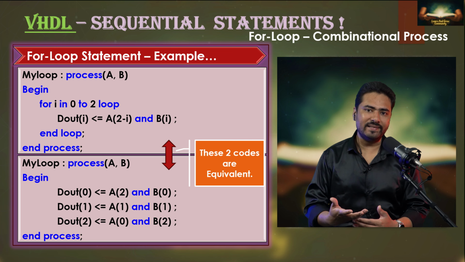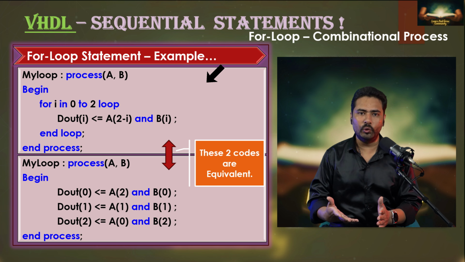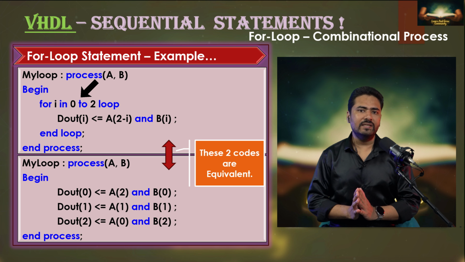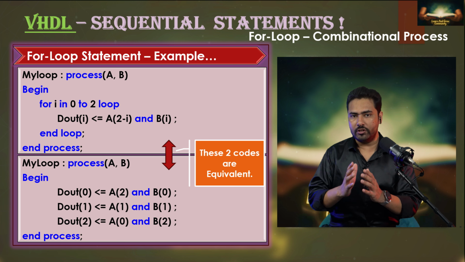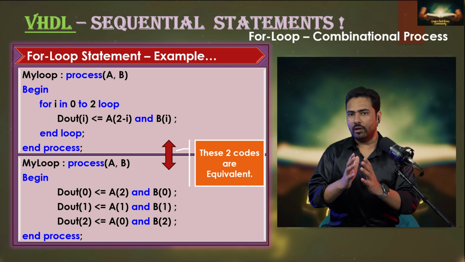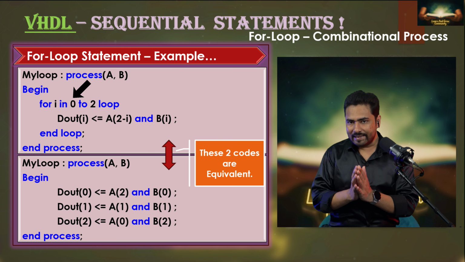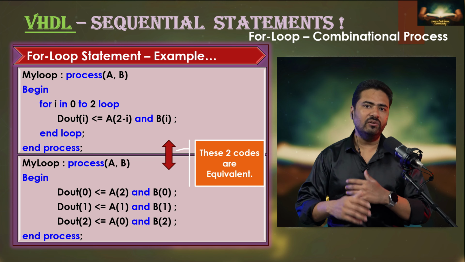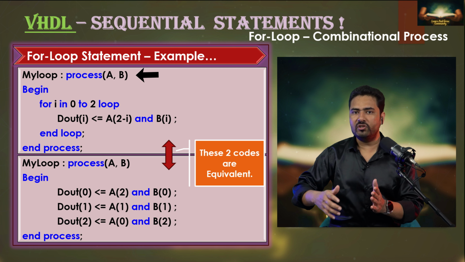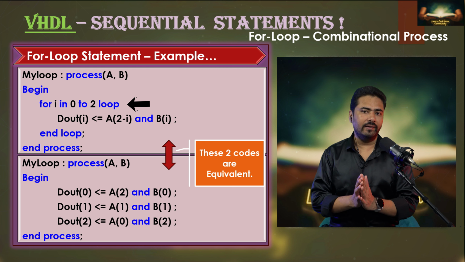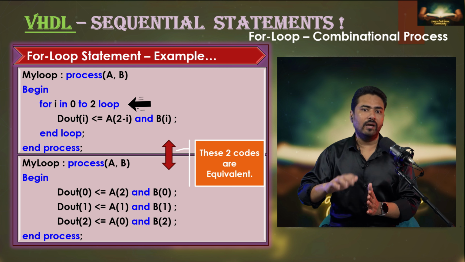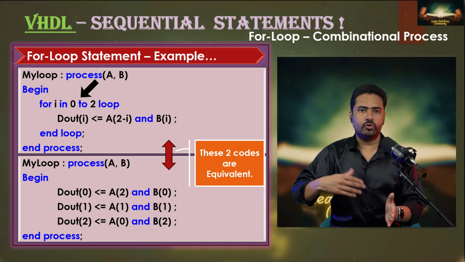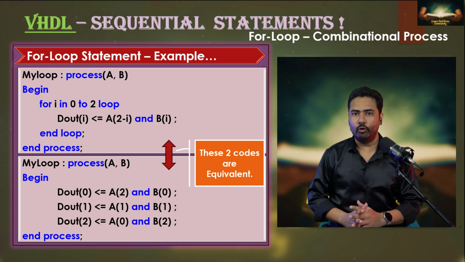Now here is a simple example to specify the range in a for loop. Let's say we specify a range from 0 to 2. This means the for loop will run 3 times in total. In the first iteration, the loop variable will be 0. In the second iteration, the loop variable will be 1 and so on. In this example, the for loop is written inside a combinational process block. The first line declares the loop variable I and the number of iterations. So the loop variable I goes from 0 to 2, so there will be a total of 3 iterations.